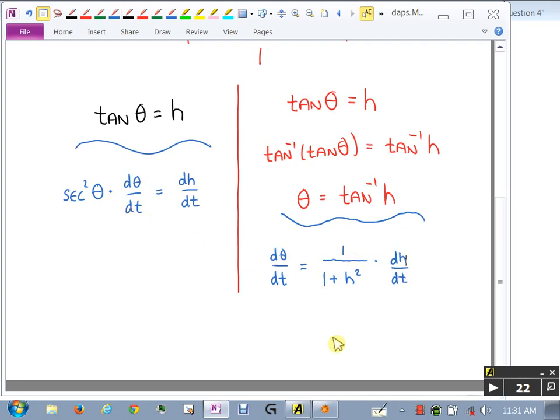Now, looking at these two, do you see the contrast? Do you see that one of them is a lot easier to evaluate right now than the other? Like on the one on the left, we had to figure out what theta is, right? We had to go recover theta from our triangle. On this one, what's the only thing we need? H, which we know is 3 at the moment in time, right? And dH/dt is 1,000. See how much easier that is to do?